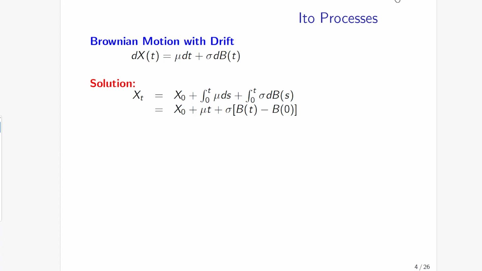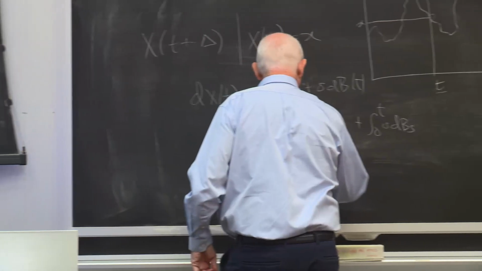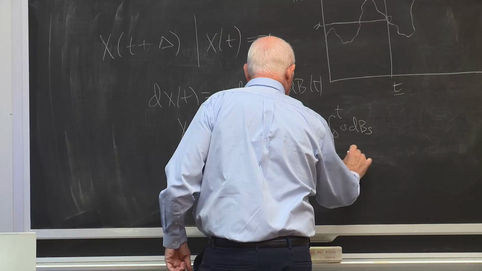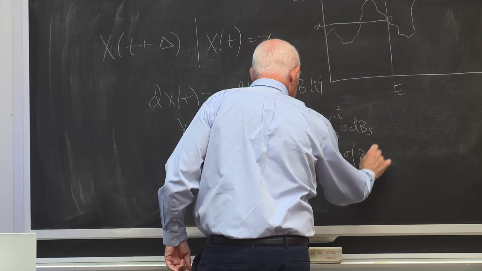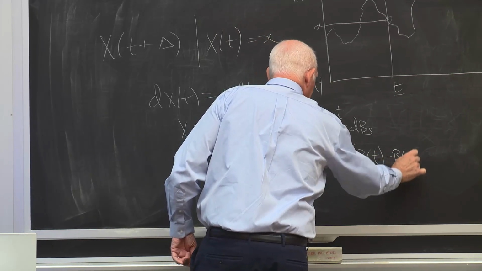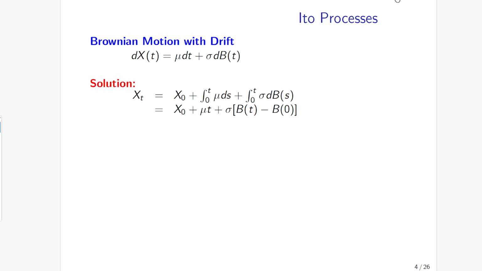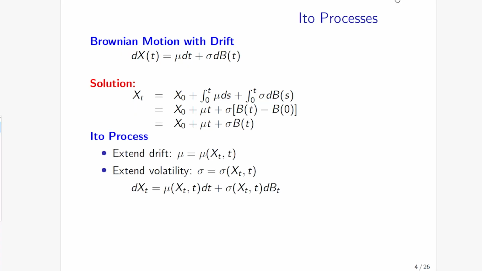And so, as noted there, this is equal to x naught plus t minus 0 times mu plus sigma times b of t minus b of 0. So our integration of functions of Brownian motion has this nominal solution, which seems very reasonable, and we will in fact show that this solution is useful, and it actually extends to more complex equations.